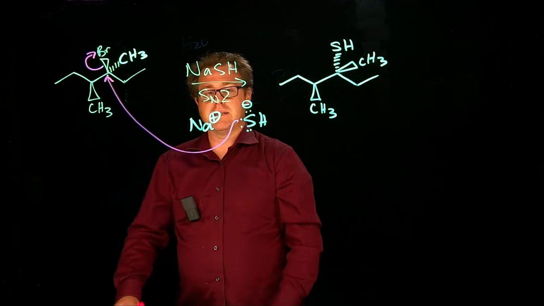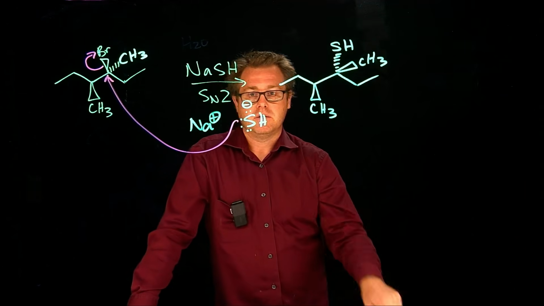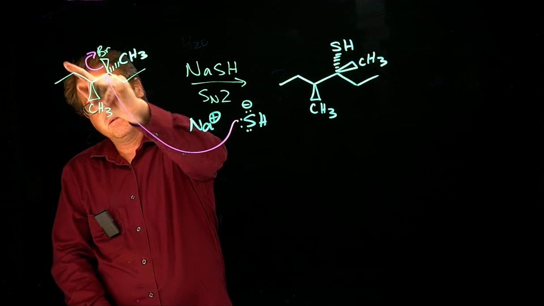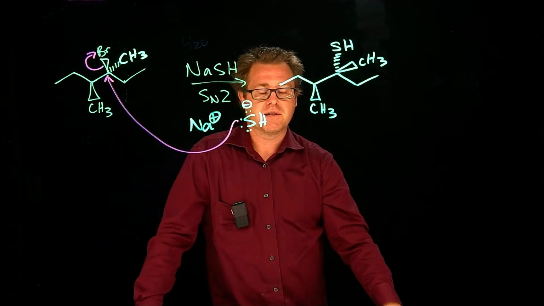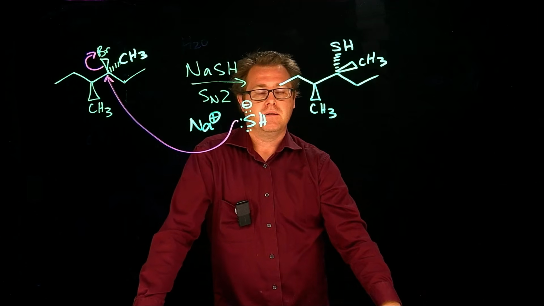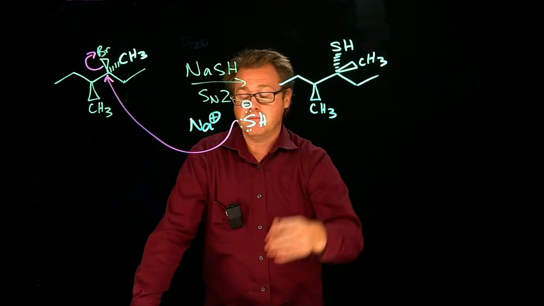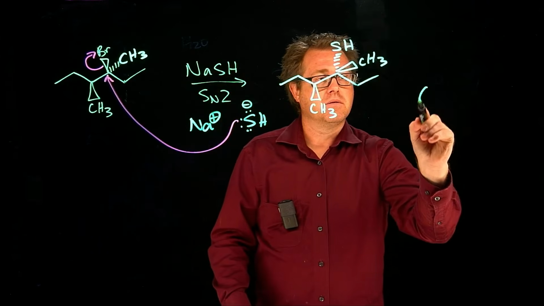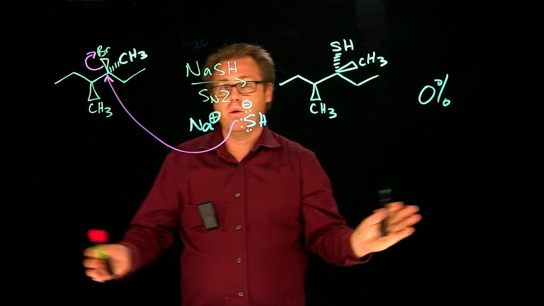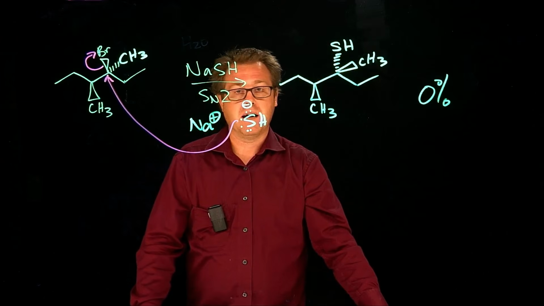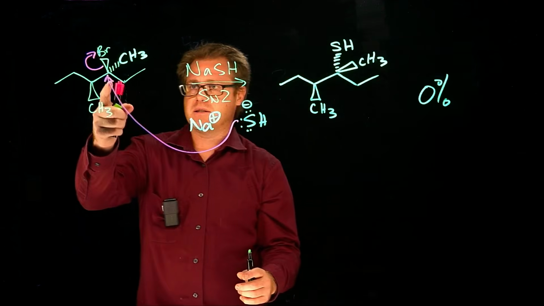Okay, let's take a pause here. The arrow makes sense: backside attack, leaving group leaves, all in a concerted fashion. But if you put this as your answer for this problem, no go. That is not correct. Not in the least bit. Why? The mechanism arrows look good.